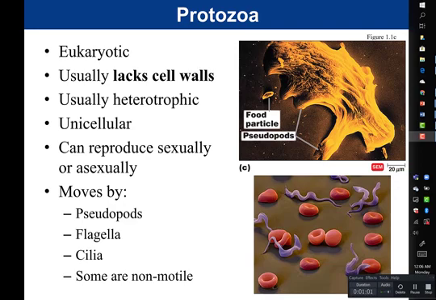They can reproduce either sexually or asexually. So again, with a partner or without. And in terms of their movement, again, they could move by pseudopods. They can move by flagella, so these long tail-like extensions. They could move by cilia, which are these tiny hair-like projections that cover the whole surface. So a paramecium, for example, would move using cilia. And then some are going to be non-motile, meaning they're not able to move.